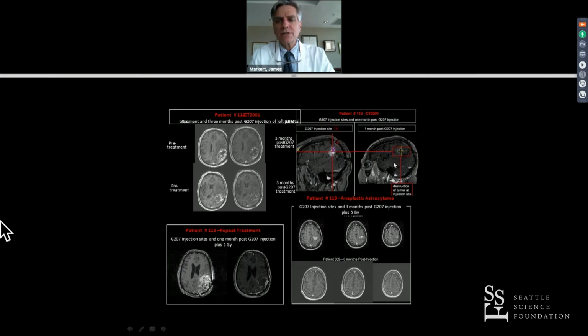Here's a patient with another nice response, and here's a patient with a tumor right in the motor strip that we couldn't operate on effectively because of that. Went in and injected with the virus and got this fabulous CR here.